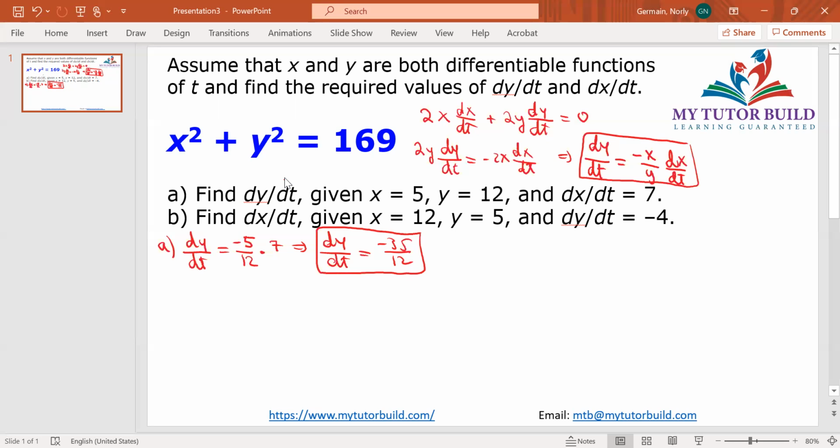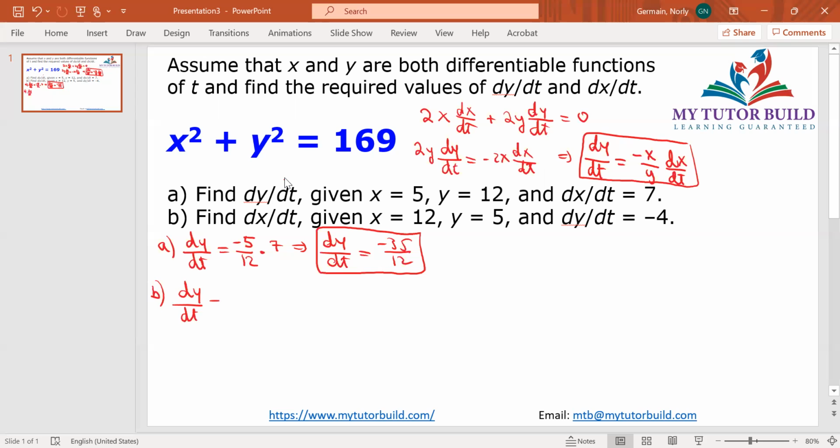Usually in this type of function, we derive with respect to x. If you derive with respect to x, know that you would do 2x plus 2y dy/dx, but you would multiply both sides by dx/dt, and you would end up having the same thing. Now, we can answer the second question, where they ask us to find dx/dt when we know x equals 12, y equals 5, and dy/dt equals negative 4.